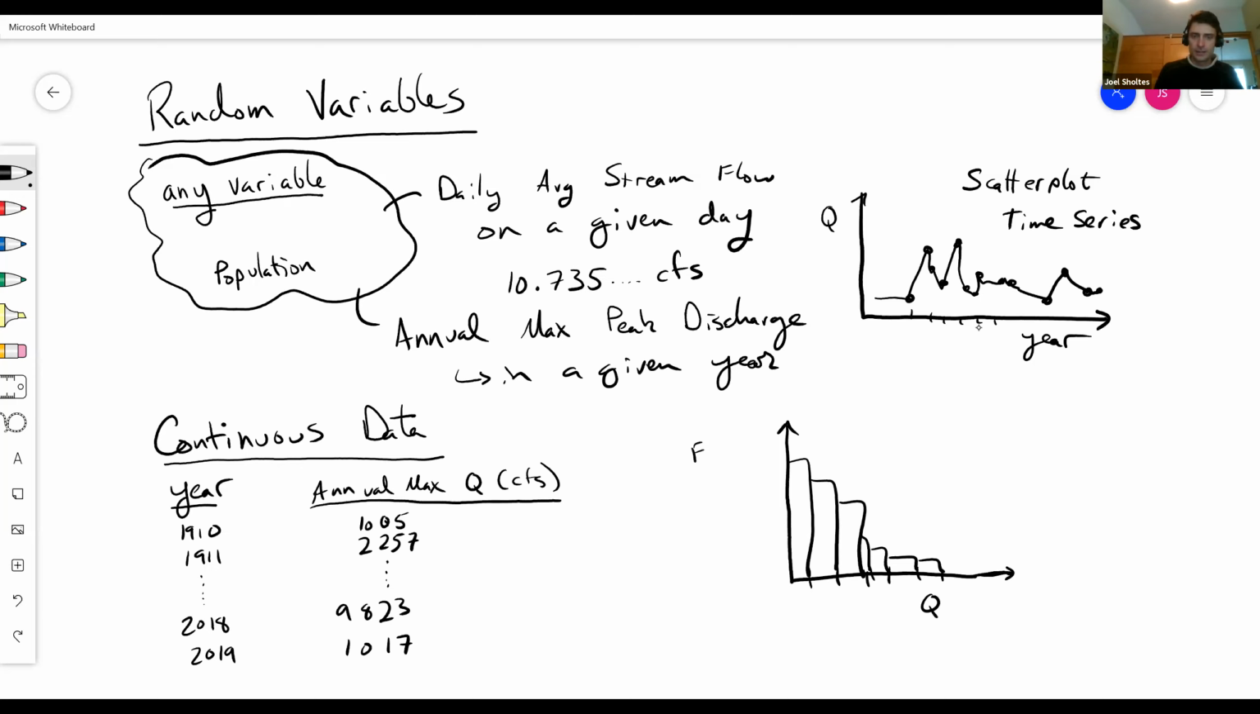On the y-axis, we could have frequency, which is just the number within this bin. We could also have relative frequency, which would be number per total. So if n is the total we have in the series, the number per total. So that's kind of an empirical way.